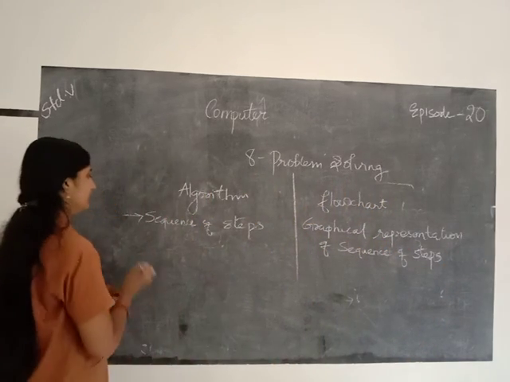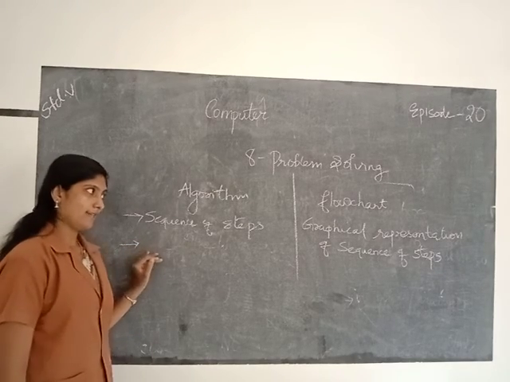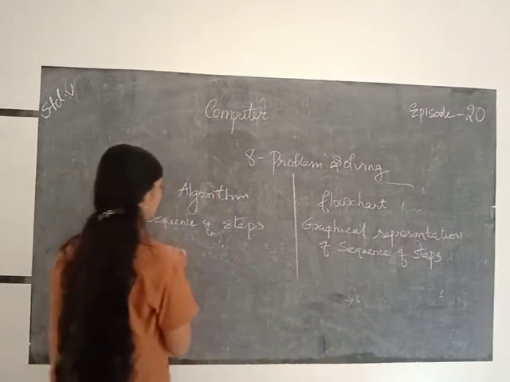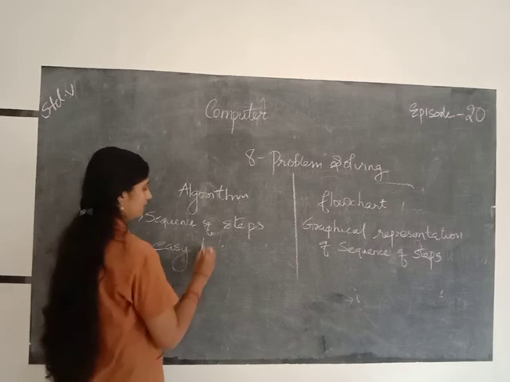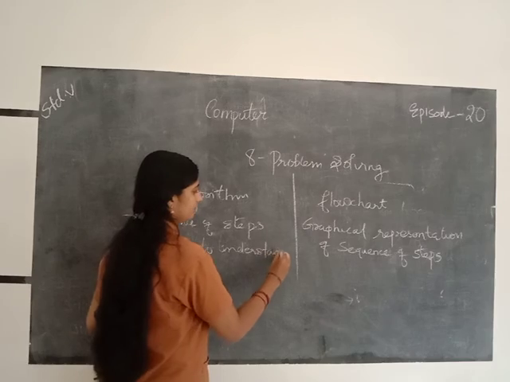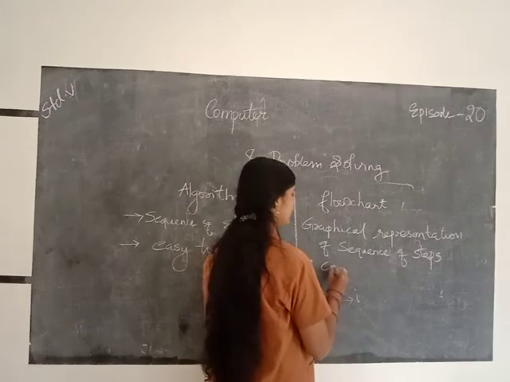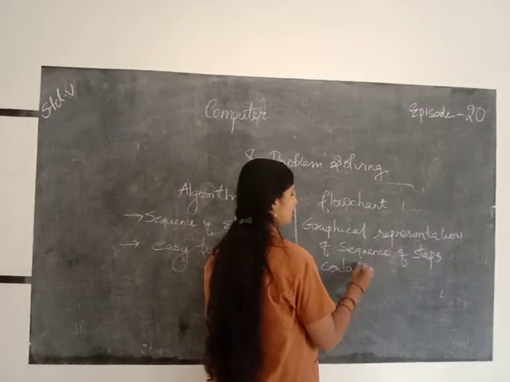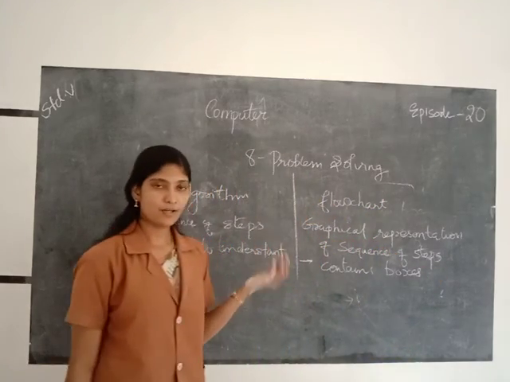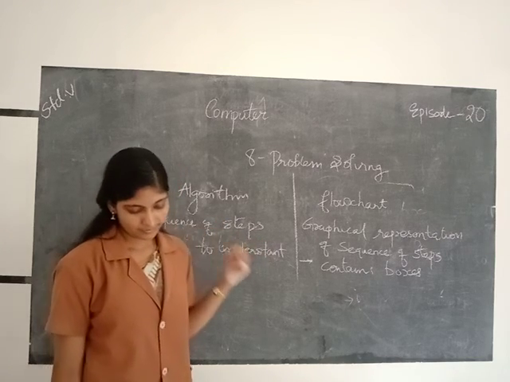Then next, an algorithm is easy to understand. Same as an algorithm, a flowchart is also easy to understand. Both are easy to understand. Then a flowchart contains some shapes, boxes. Boxes means the terminal box, input output box, processing box, etc.